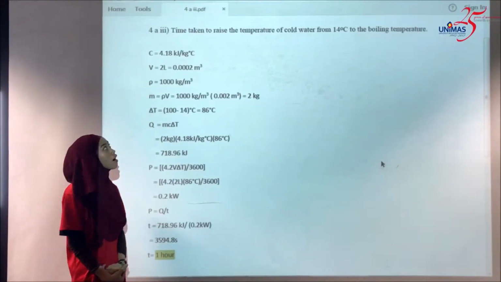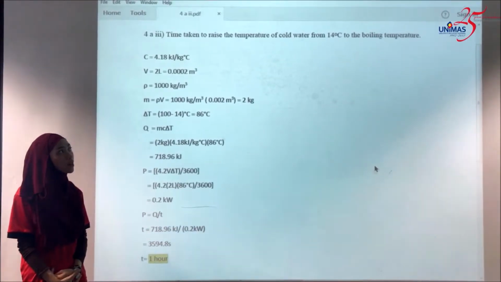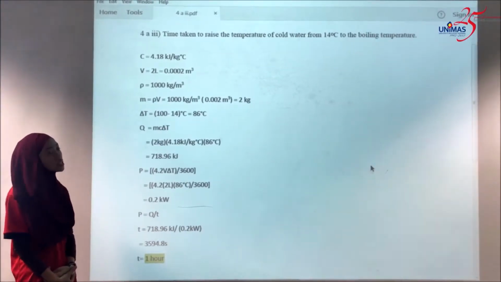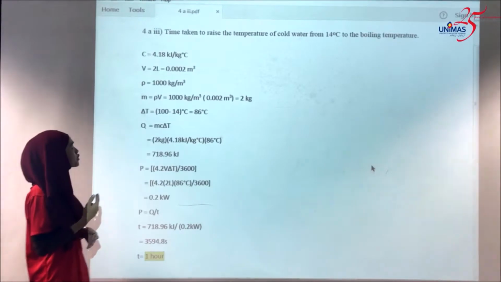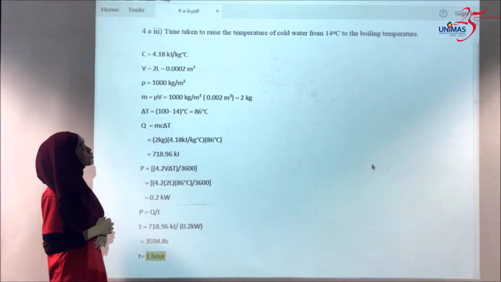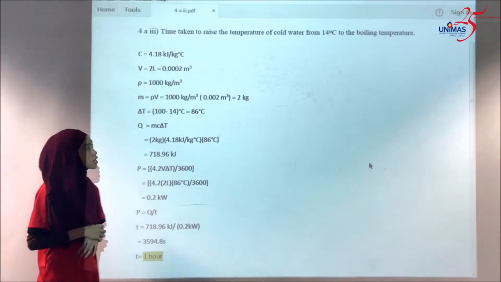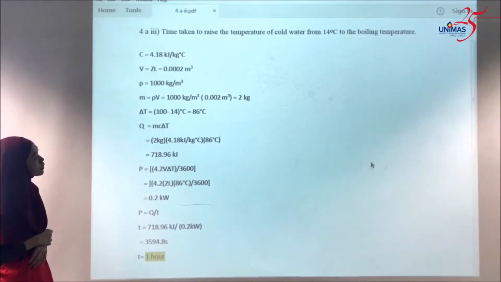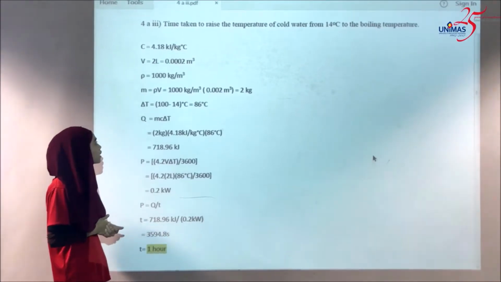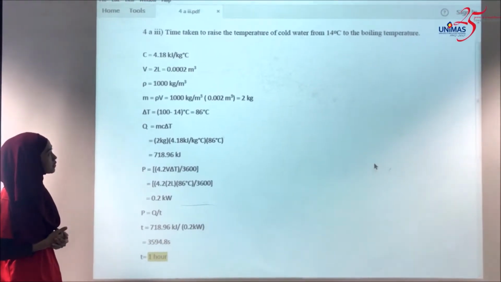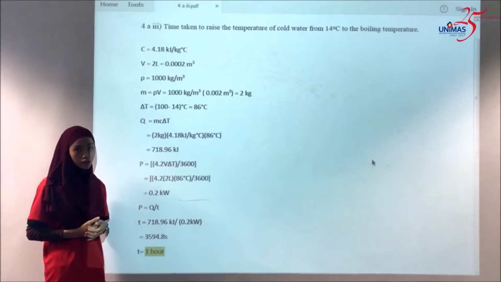So I'll continue. 4B3, time taken to raise the temperature of cold water from 14 degrees C to the boiling temperature. The heat capacity for water is 4.18 kilojoules per kilogram per degree C, and the volume is 0.002 meter cube, and the density of water is 1000 kilogram per meter cube. So the mass of water is 2 kilogram, and the change of temperature is 86 degrees C. For the heat, we use the equation mc theta, and the answer is 718.96 kilojoules.